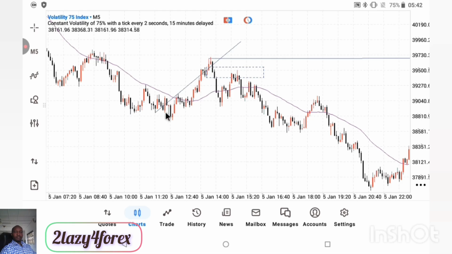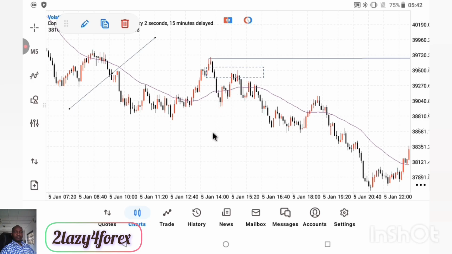For me, it meets the condition of a pullback. So this is a pullback. So let me just move this aside. Like I said, once you have a pullback, price must close above this and create a higher high. That's one of the conditions for the pullback. So we expect price to do a lower low here and come back.